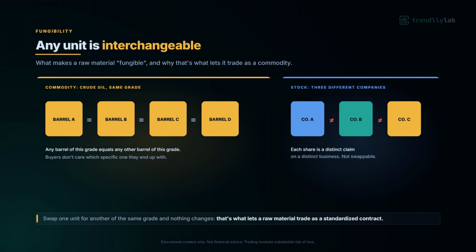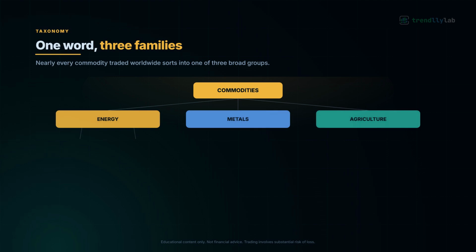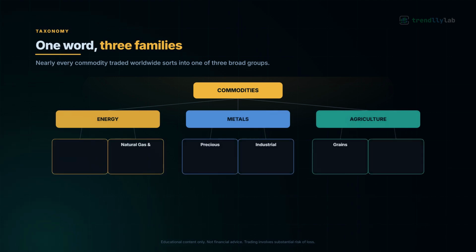There are three broad groups of them. Nearly every commodity traded worldwide sorts into one of three broad groups. One word, three families. Commodities split into energy, metals, and agriculture. Each splits again, natural gas and crude oil on the energy side, precious and industrial on the metals side, and grains on the agricultural side. Then the softs. Under energy sit crude oil and refined fuels, which power transport and industry. Under metals sit gold and silver among the precious, and copper, aluminum, and nickel among the industrial. Under agriculture sit wheat, corn, and soybeans as grains, and coffee, sugar, cotton, and cocoa as softs.